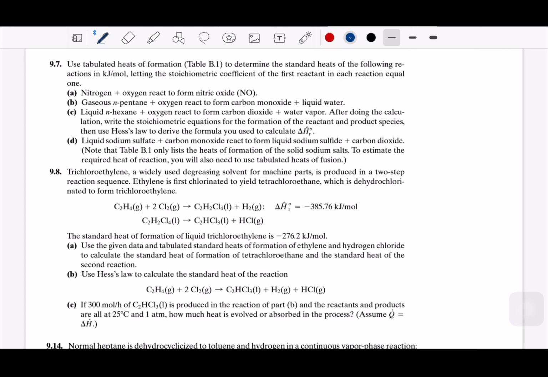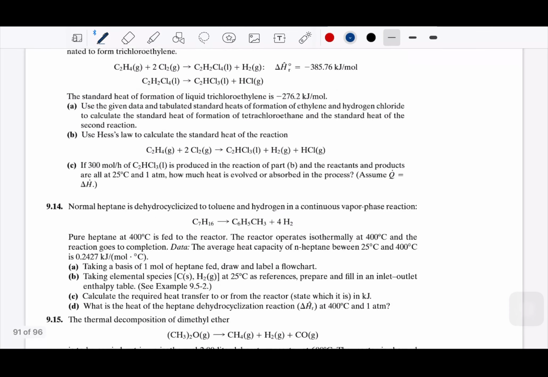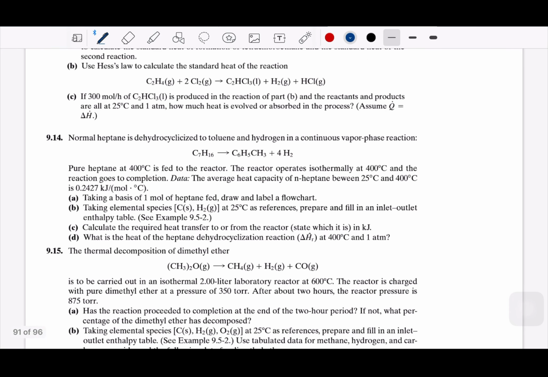Okay, I think it's pretty simple, and I think from these two questions, you can gain more familiarity with the heat of reactions. At least try to read Table B1 first, okay? But I would like to start with 9.14.